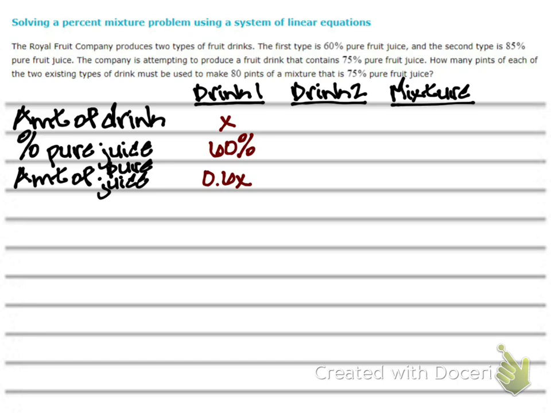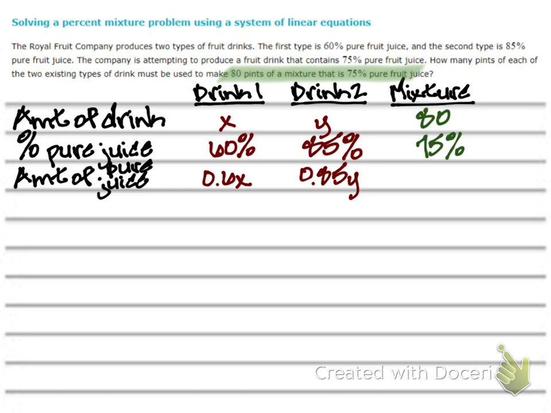Same thing with drink two. We're going to call drink two Y, and it is 85% juice, which means the amount of that in my drink would be 0.85 Y. Then we're going to look at the information they give me about the mixture. We want 80 pints that is 75% juice. So the amount that I want at the end is 0.75 times 80, which is 60.